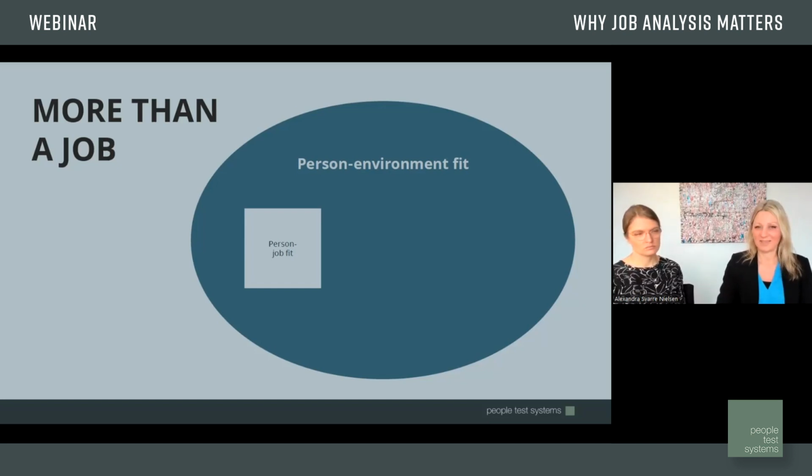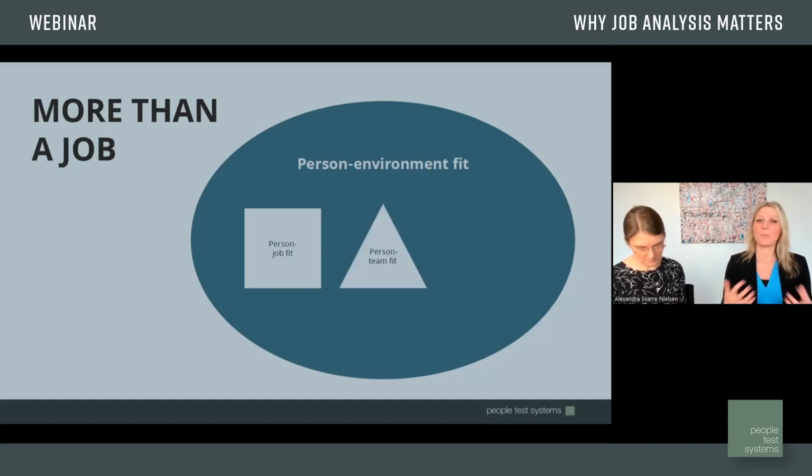But that's not the only thing. There is other things that is very important in order to make a person environment fit. And the next one is the person team fit. You need to make sure that this person fit into the existing team. So how is the team conducted? What value will this person come with into this particular team? What are the potential conflicts in the team, and how is the relationship with the manager in the team? So consider also the fit for the actual team.